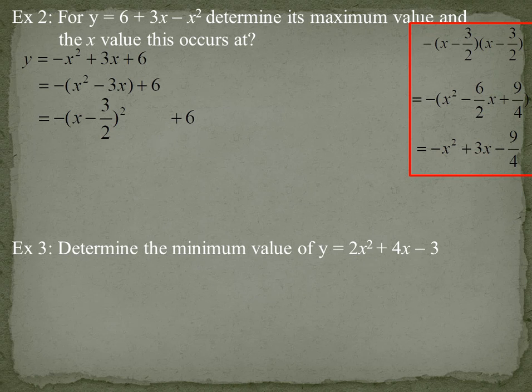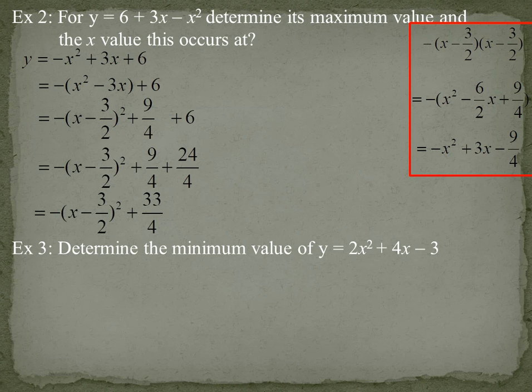What comes out of the multiplication of the bracket will not be an add this time because of the negative outside. So we're going to have to add it in order to get rid of it. So in this case, we're going to have to add 9 over 4, completing the square by adding the 9 over 4 and the 6 together to get minus bracket x minus 3 over 2 all squared plus 33 over 4.